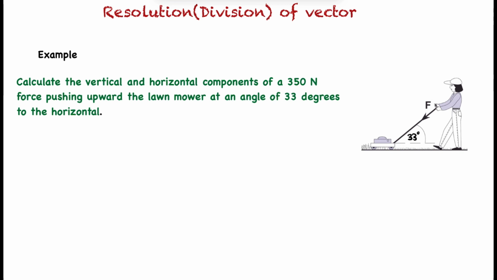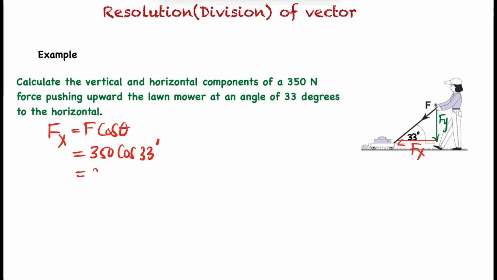So if you have a force that is pushed at an angle, you have two components: the vertical component, that will be Fy, and the horizontal component that is going that way, which is your Fx. So now, using the formulas, calculating your Fx is going to be F cos theta. What is the magnitude? The magnitude is 350 cos 33 degrees, and then you punch that in your calculator.